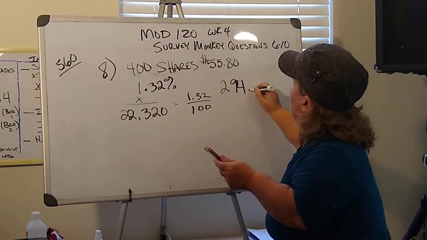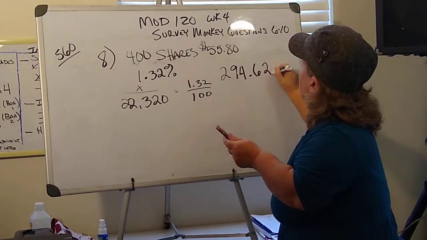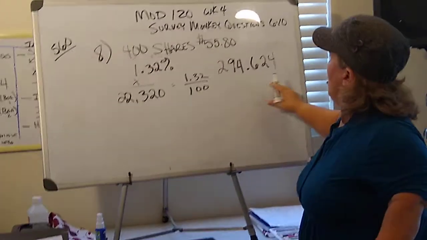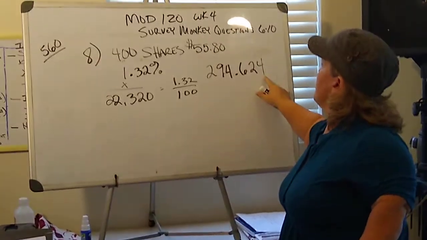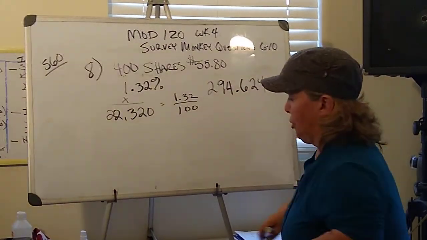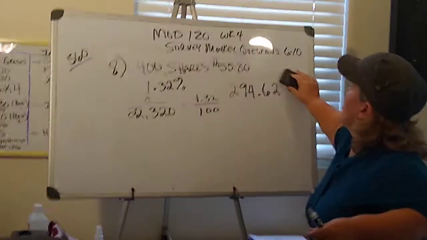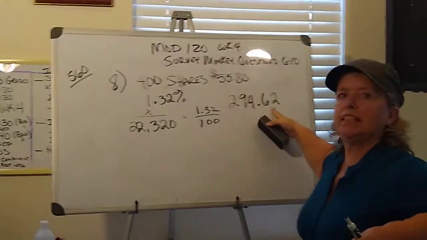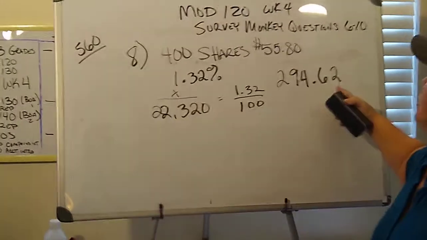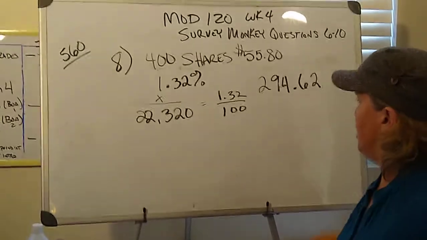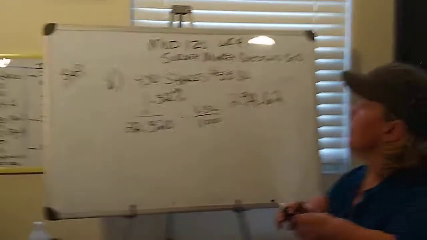294.4624. So we know we only want to take it to the hundredths place because this is money, right? So what do we do with the 4 and what do we do with the 2? If you said that the 4 drops off, you are correct. And if you said that the 2 stays the same, you are correct. Had that been 5 or more, this would go up to a 3. So the commission on it is $294.62.